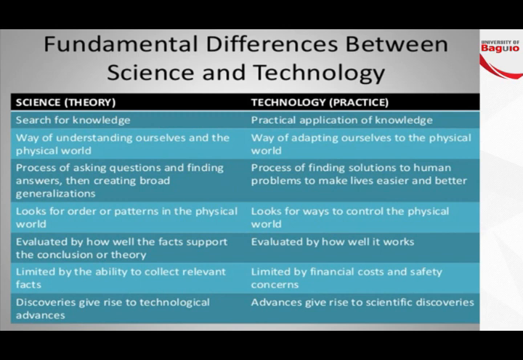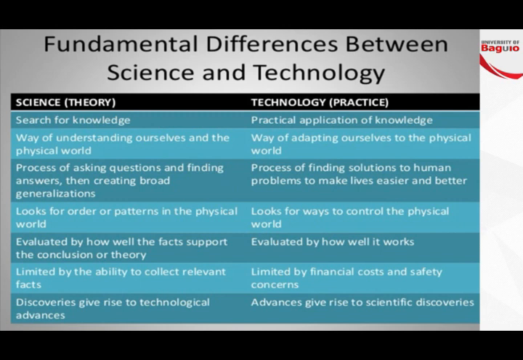We have similarities. What was mentioned in science is that we are also finding answers, then creating a broad generalization. But for technology, it is more on practice, finding solutions to human problems to make lives easier and better. So for technology, there is actually no need to generalize. But for science, there is what we call generalization. The way of science is broader because that is a theory. But for technology, it's way more on practice.